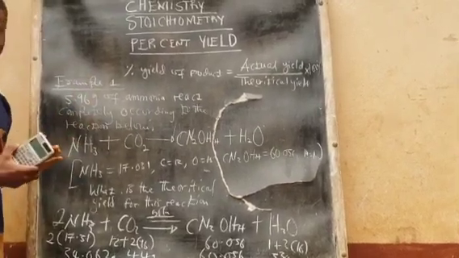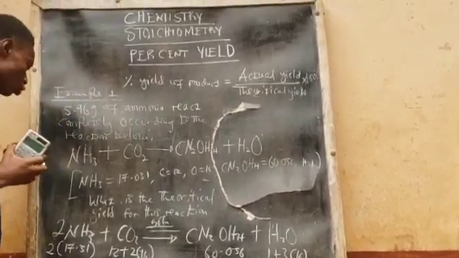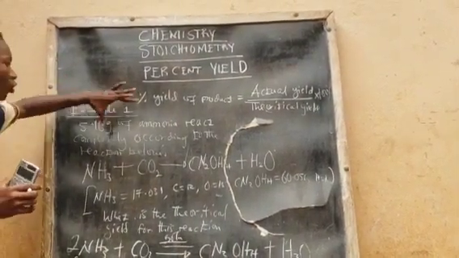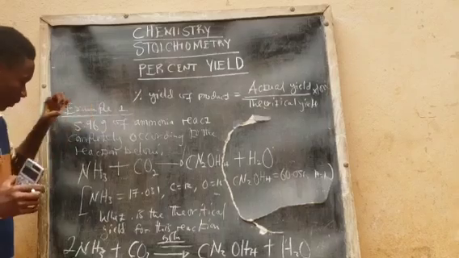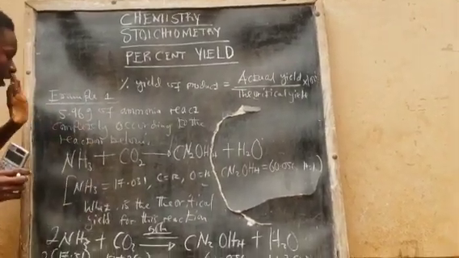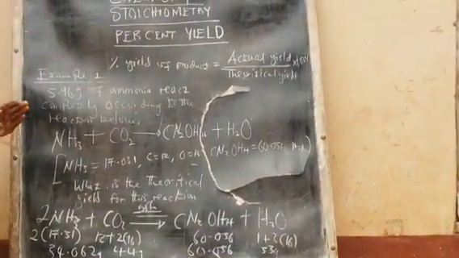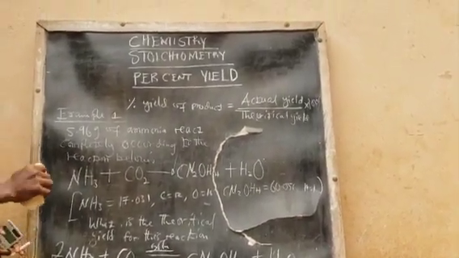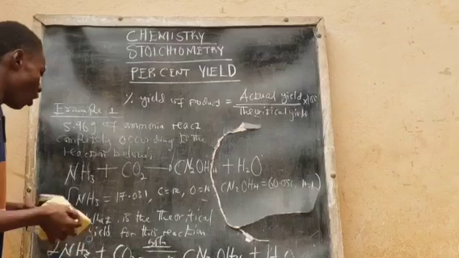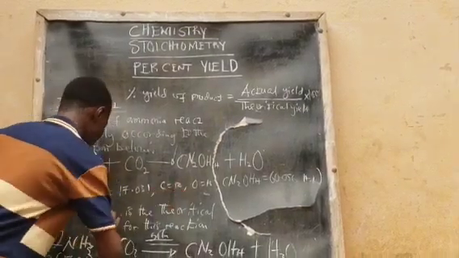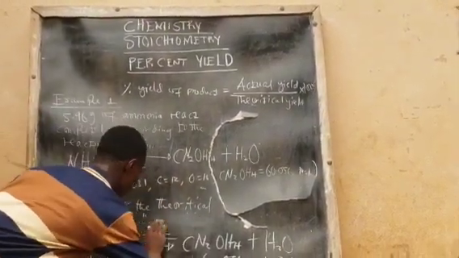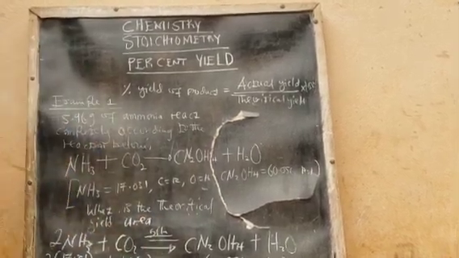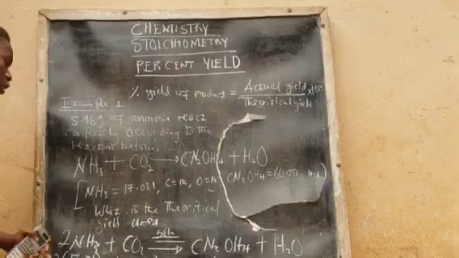Next, we are going to focus on what is mentioned in the question. From the question, you observe that urea and ammonia are mentioned. So we are going to focus on urea and ammonia. And mind you, we are asked to find the theoretical yield of what? Of urea. For this reaction, we are going to find the theoretical yield of urea.